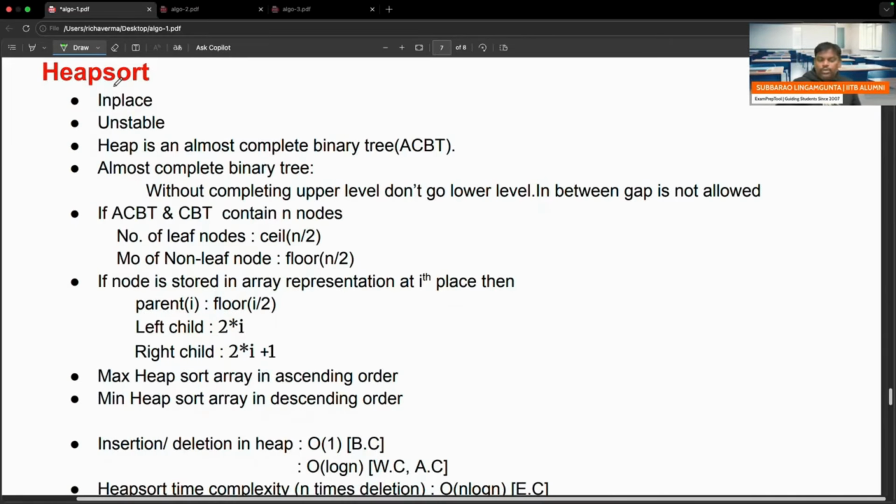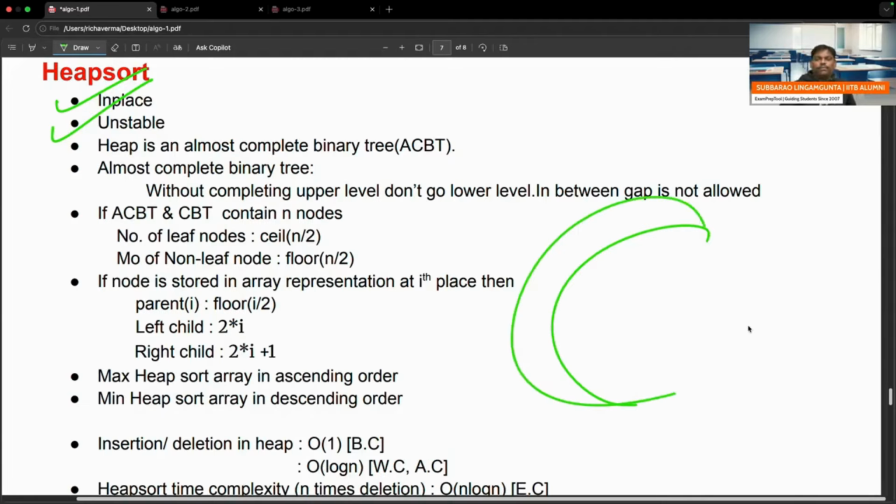Now let's come to heap sort. Remember everyone, heap sort is in place, within the array only you will do it. It's unstable. In heap sort, when you delete the root element, the root is replaced by the last one. Because you are swapping like that, sometimes the order of repeated elements changes, so it's unstable. And one more, heap is an almost complete binary tree. Next, what is an almost complete binary tree?